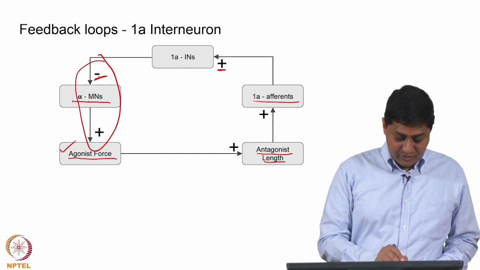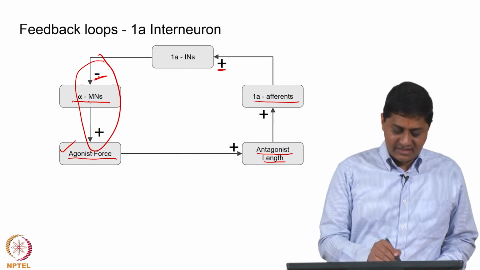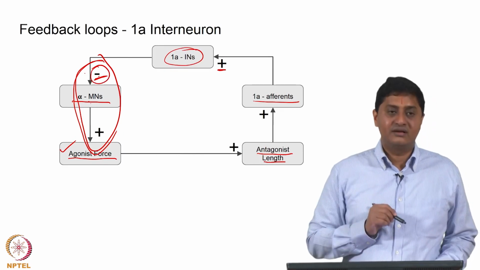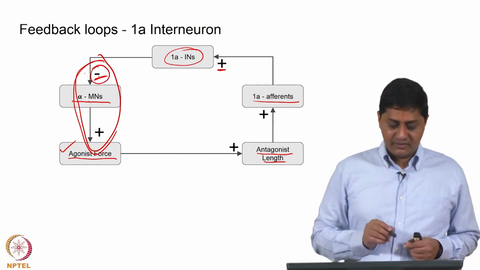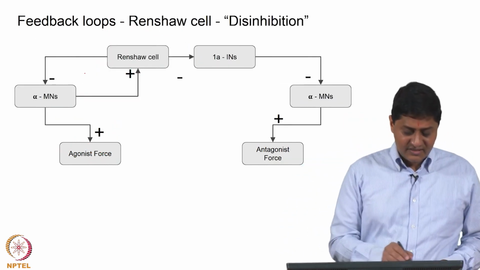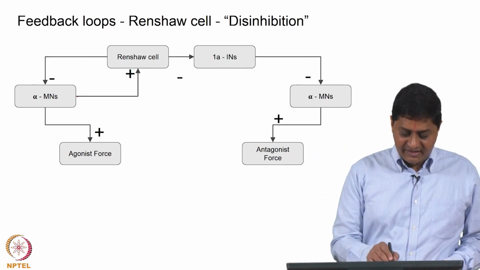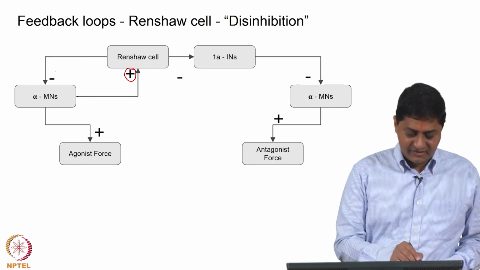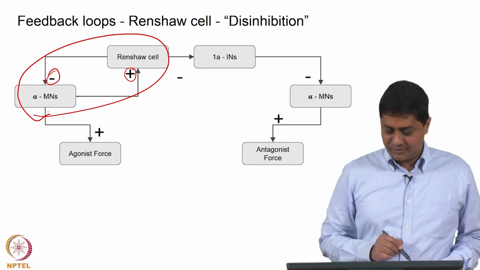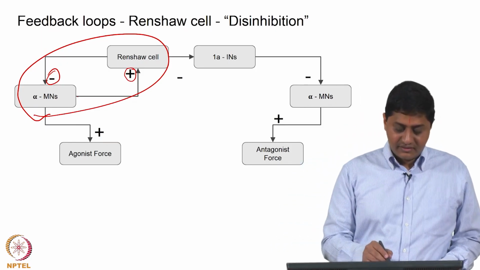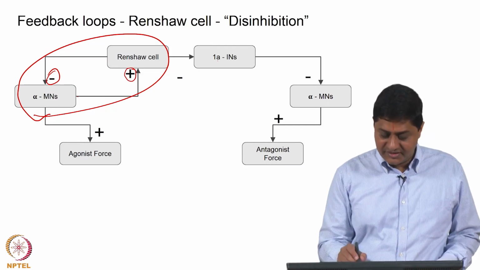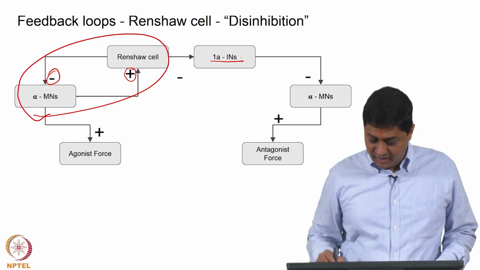As soon as this alpha motor neuron fires, there is a balance that is brought about by the action of the 1A interneuron sending this negative information. This is the first negative feedback loop that you see. Then we saw the case where the alpha motor neuronal pool activates the Renshaw cell, which further inhibits the same alpha motor neuronal pool, that is the second feedback loop. Then what we also saw was that this Renshaw cell not only inhibits the alpha motor neuronal pool, but also inhibits the 1A interneuron of the antagonist.